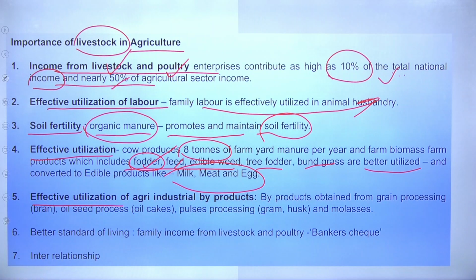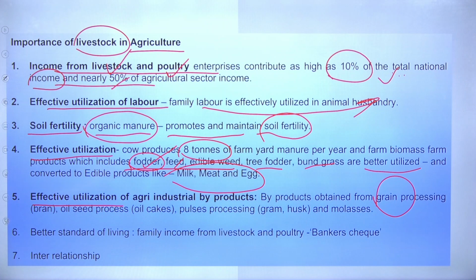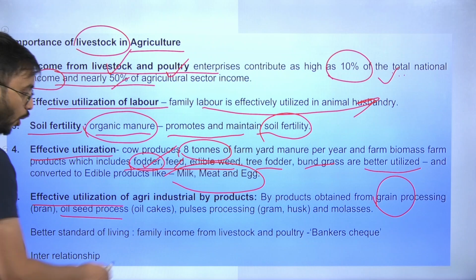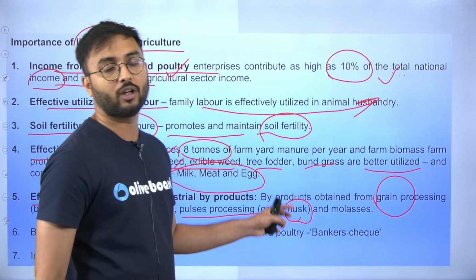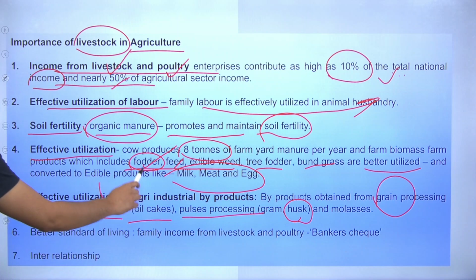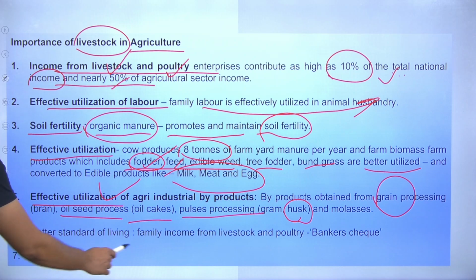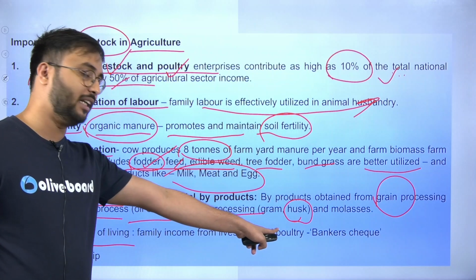Then effective utilization of agri-industrial byproducts. Agri-industrial byproducts are whatever byproducts are obtained from your grain processing, for example husks, which are the shells of the grain, then oil seed and oil cakes, pulses processing, and molasses. These can be used as byproducts in both your agriculture and your livestock activity. Then a better standard of living, as overall family income would improve because of these two activities coming together.